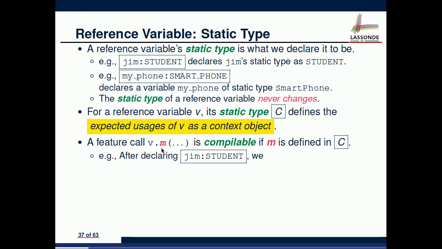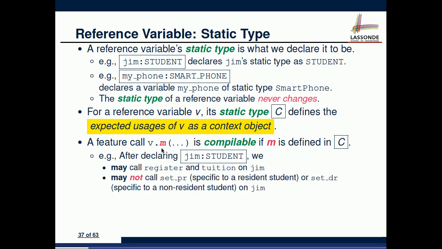Okay, let's see. How about this? Let's say we declare Jim to be of type students. So now, what can we call on Jim? Basically, all the features in the student class. That's the only thing we can call. So you can say register or tuition or name and courses. However, you cannot call set premium rate, right? It's only available for the resident students. You can also not call set discount rate.